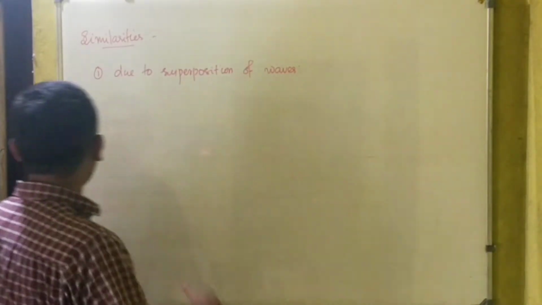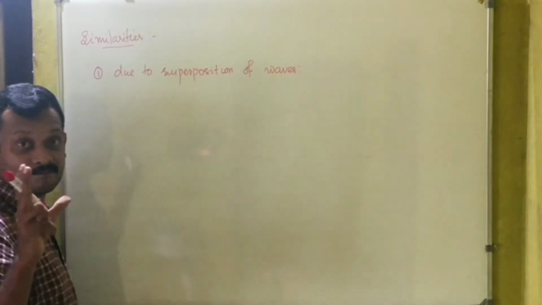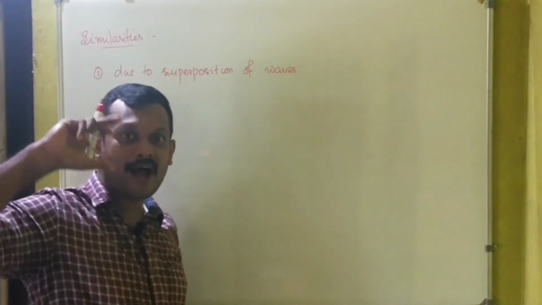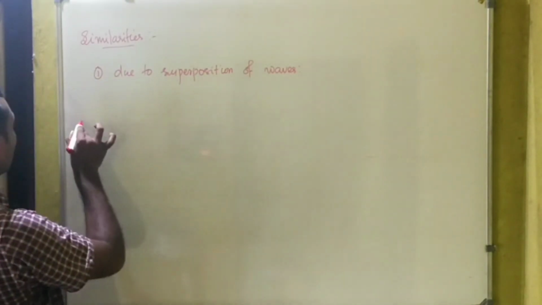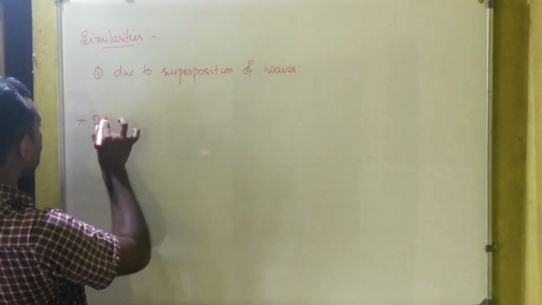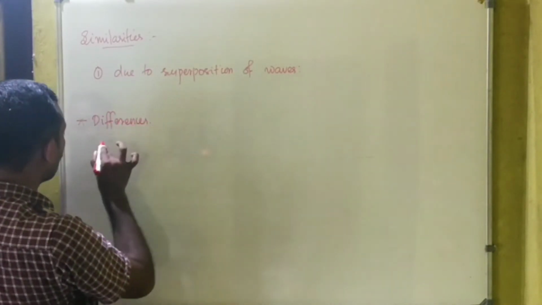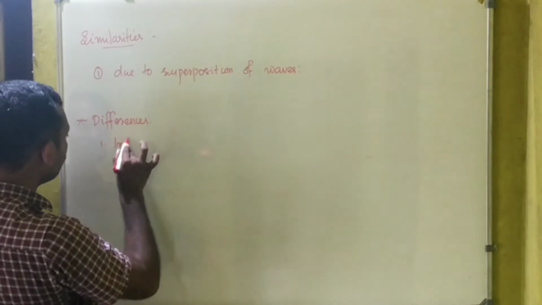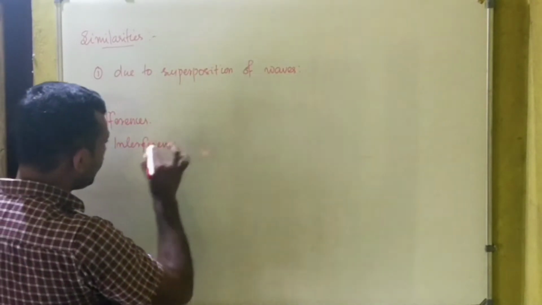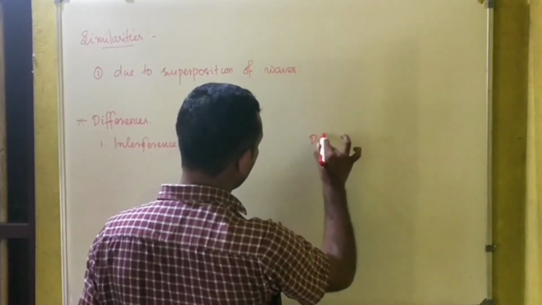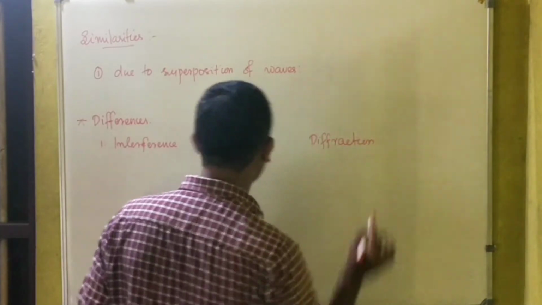Now I want you to find out some more similarities by yourself by reading the textbook, and I want you to reply to me. Now let's come to the differences. That also we can easily do. Differences between interference and diffraction. First we will take interference. Correspondingly we can take diffraction. Now this I am not doing by myself, I want you to compare and get me.